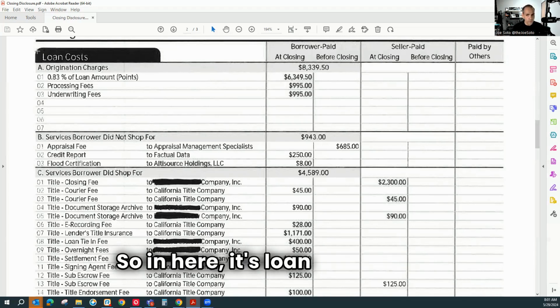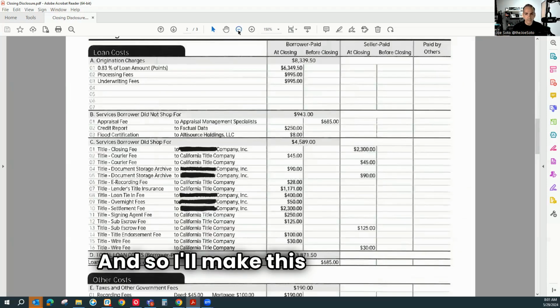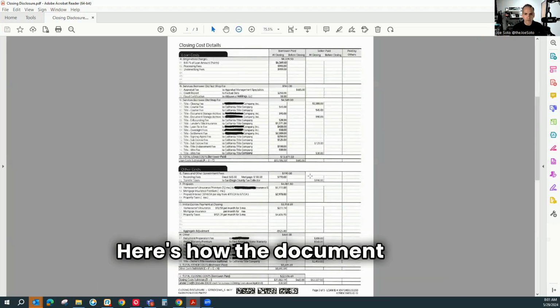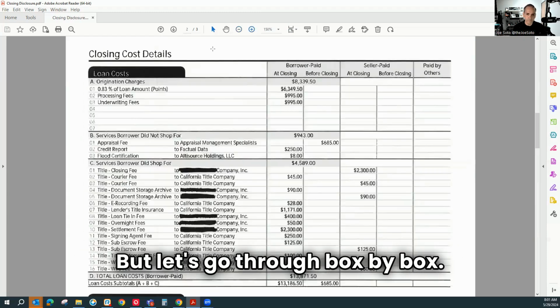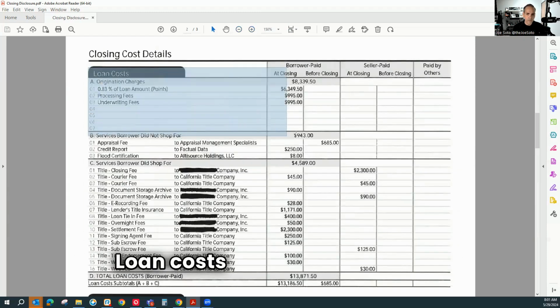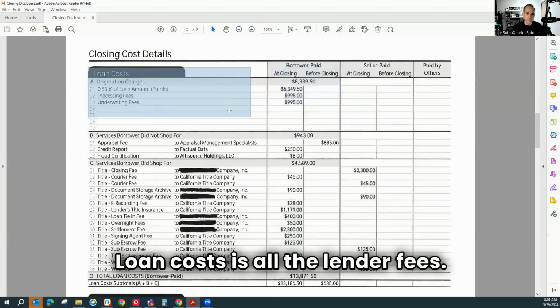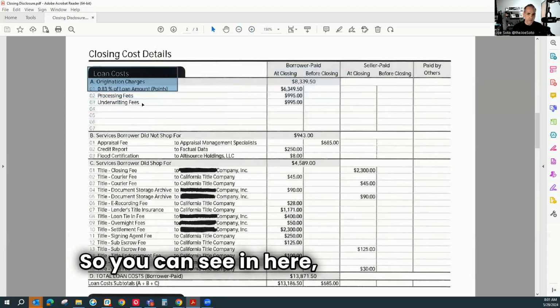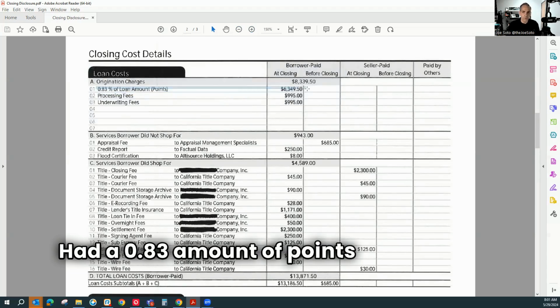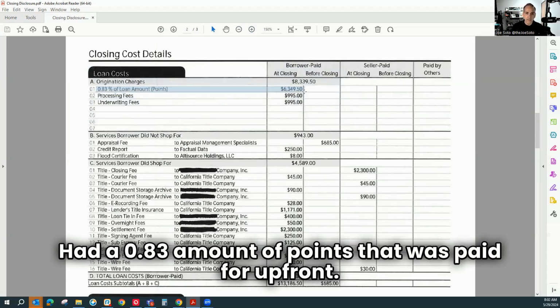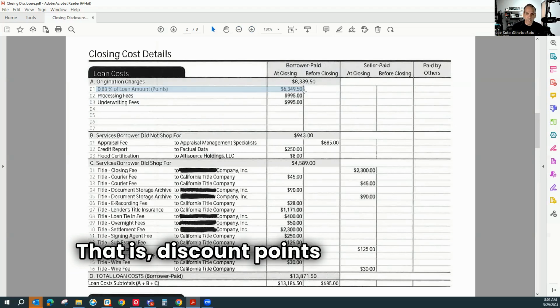So in here, it's loan costs, right? And so I'll make this smaller. Right here's how the document looks all together. It's overwhelming when you start to look at this stuff, right? But let's go through box by box. Loan costs is all the lender fees. So you can see in here, this loan had a 0.83 amount of points that was paid for up front. That is discount points that were paid.